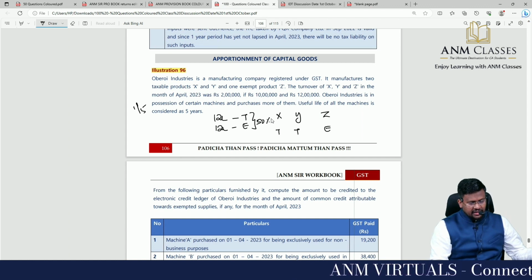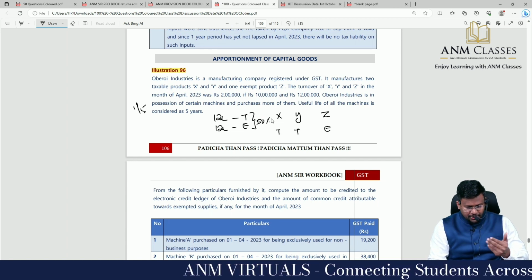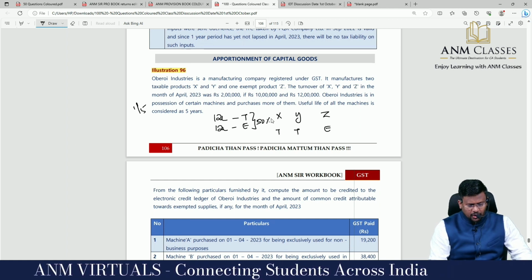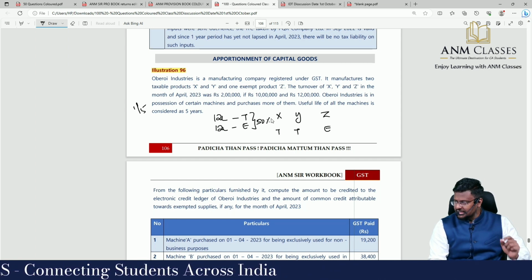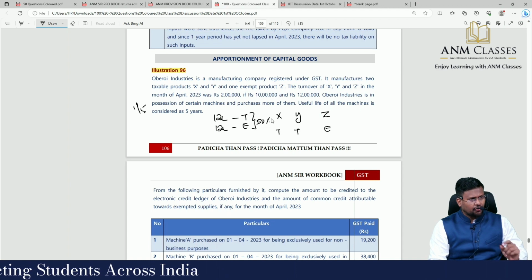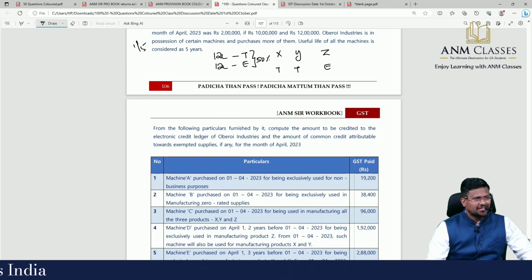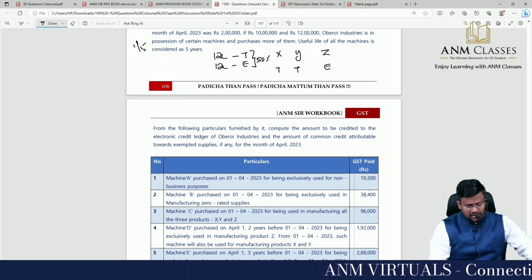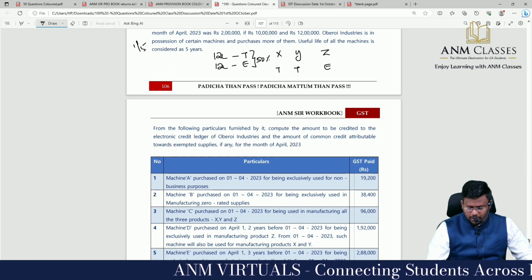Oberoi Industries is in possession of certain machines and purchases more of them. Already they have machines, and they also purchase many more machines. Useful life of all the machines is considered as 5 years. GST's basic assumption is that the life of capital goods is 5 years. That's the basic assumption on which the Act has been written. From the following particulars furnished by it, compute the amount to be credited to ECL of Oberoi Industries and the amount of common credit attributable towards exempt supply, if any, for the month of April.